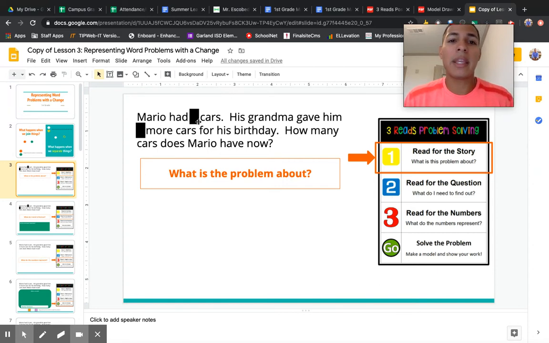Mario had blank cars. His grandma gave him blank more cars for his birthday. How many cars does Mario have now? What's the problem about? What is the problem about?